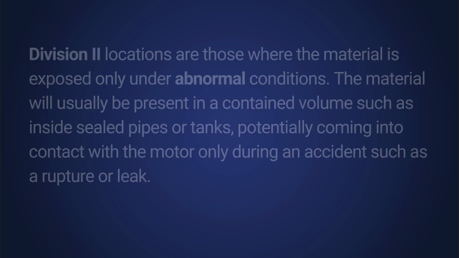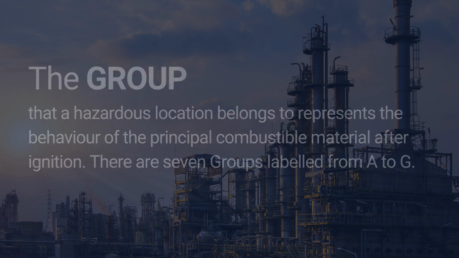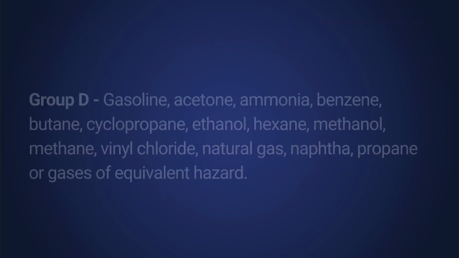3. Group. The group that a hazardous location belongs to represents the behavior of the principal combustible material after ignition. There are 7 groups labeled from A to G. Groups A, B, C, and D describe flammable or explosive gases, vapors, and liquids in order of highest to lowest risk. For example, acetylene, a particularly volatile gas that burns intensely, belongs to Group A, while Group D contains the much less dangerous ethanol.